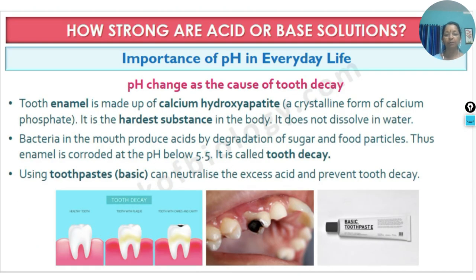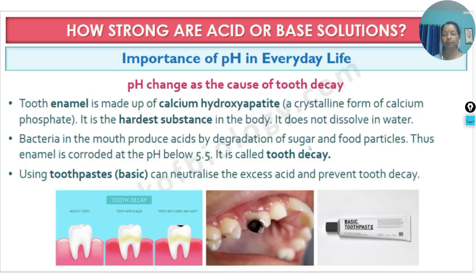Then pH change causes tooth decay. See, we know the tooth enamel is made up of calcium hydroxyapatite, or it is actually a crystalline form of calcium phosphate, and it is the hardest substance we know. We learned in the smaller classes, it does not dissolve in water. That also we know. But what happens when we don't clean our mouth properly?